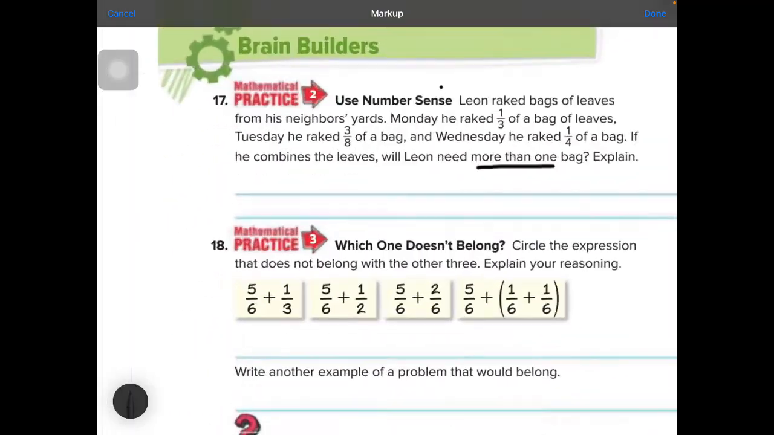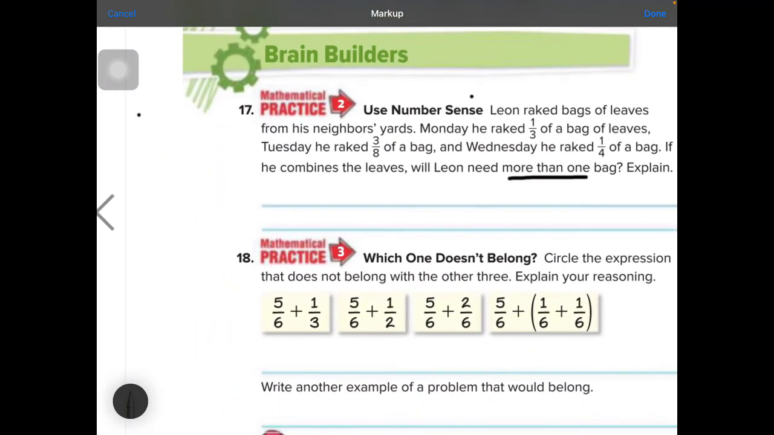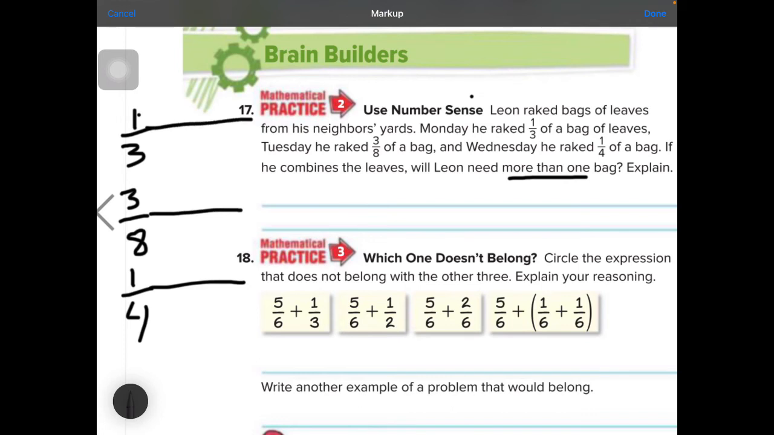Where do we have room? Let's go over here. 1/3, 3/8, and 1/4. Now, you know how to do this with 2 numbers. Let's see if we can do it with 3. What's a number that 3, 8, and 4 will go into? Now, I know that 8 and 4 will both go into 8, but 3 won't go into it.